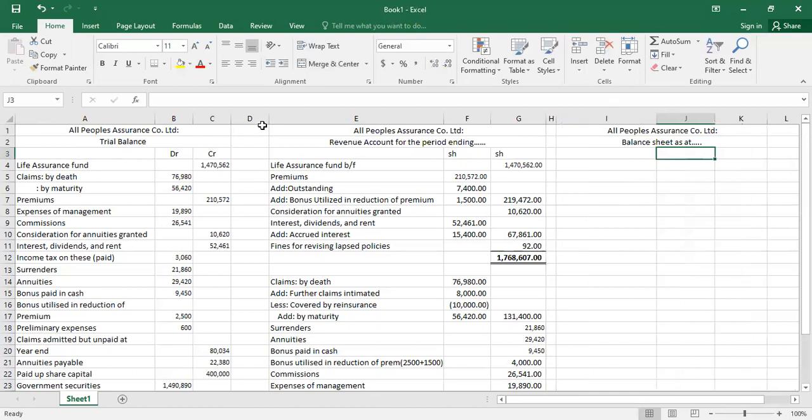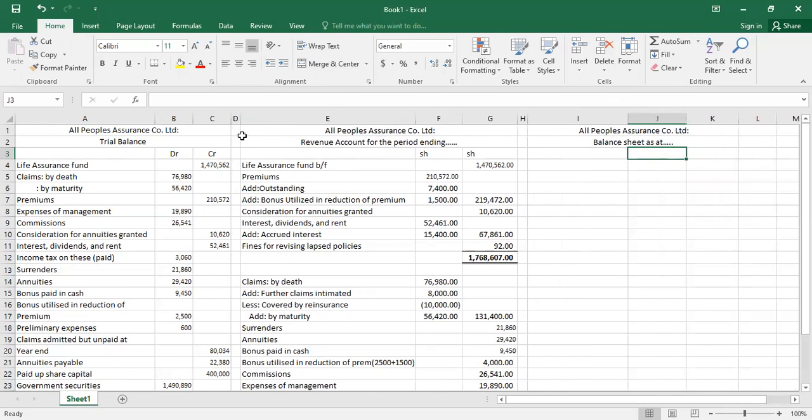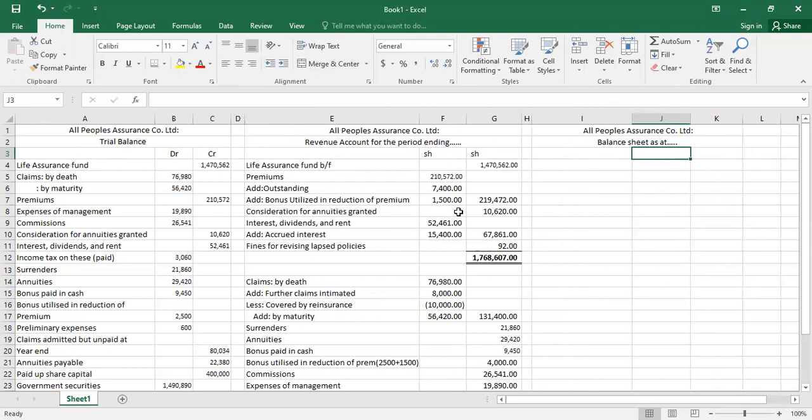I'm trying to create extra space, make my work a bit organized. So these are shillings. So shillings. So you go on. I start with assets.